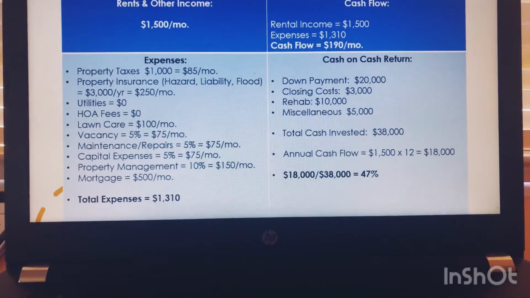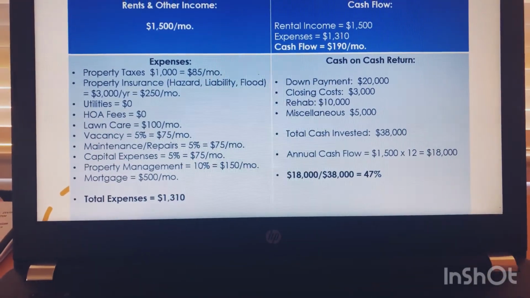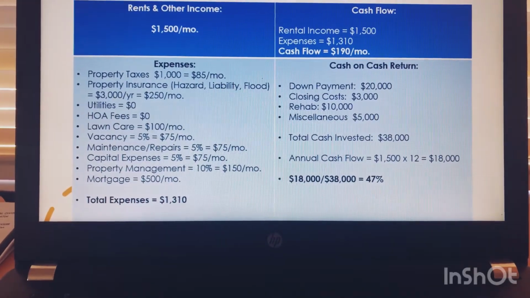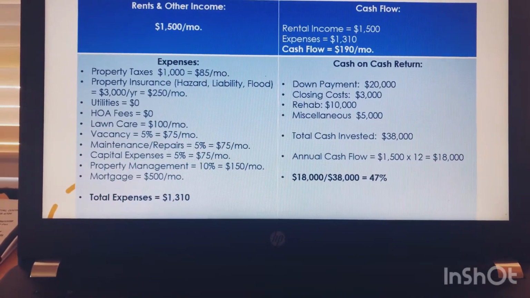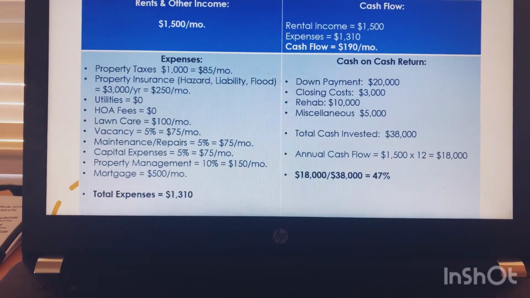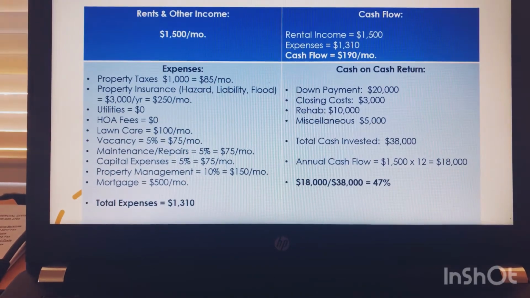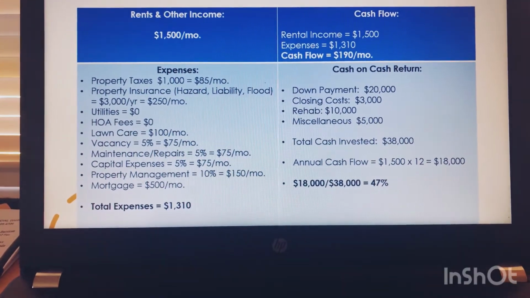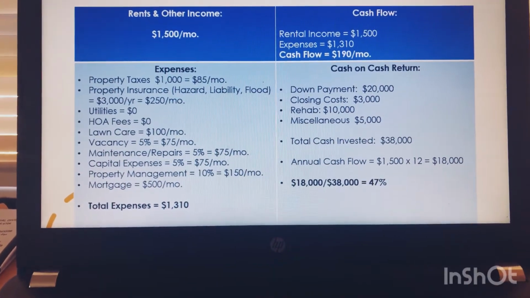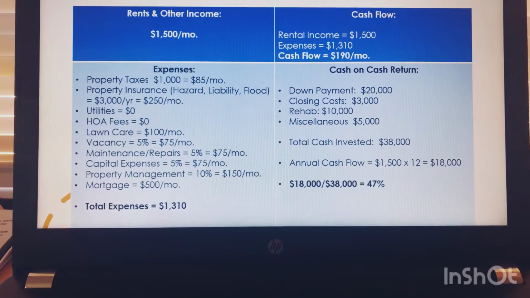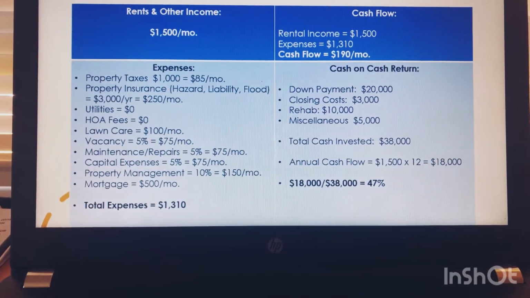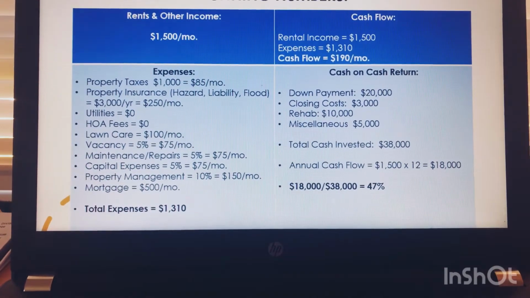So in this example, let's say as your down payment, you put $20,000 down, okay? And then your closing costs, let's say, were about $3,000. Let's say you put $10,000 into the rehab to fix it up to get it into tip-top shape. And then let's just say you had another $5,000 of miscellaneous. This could be fees. This could be you went over your rehab budget. This could be paying the utilities while you're getting it rehabbed. I mean, there's all kinds of things that can go into that.